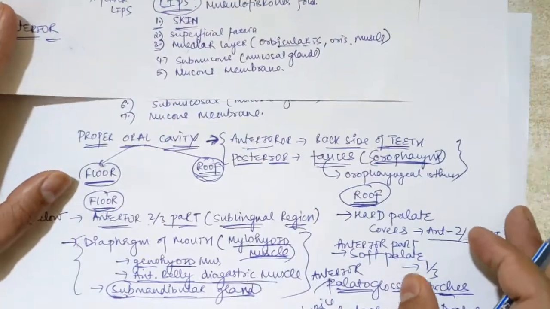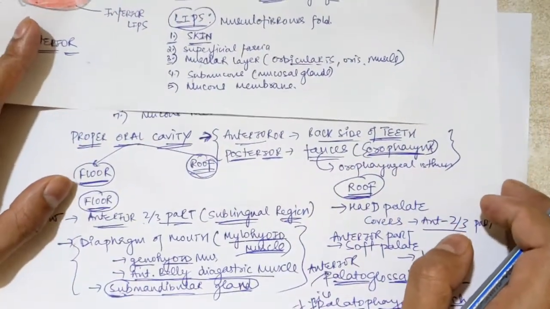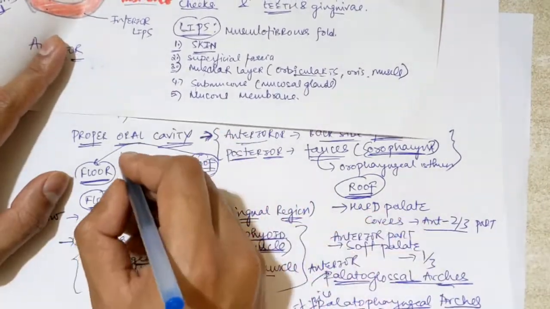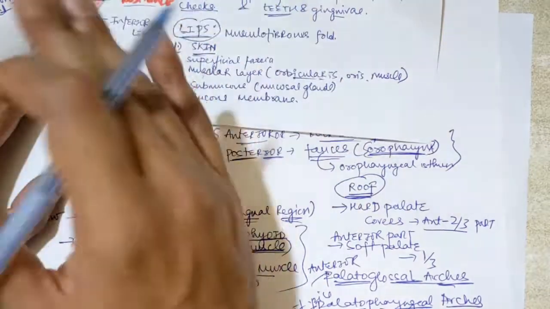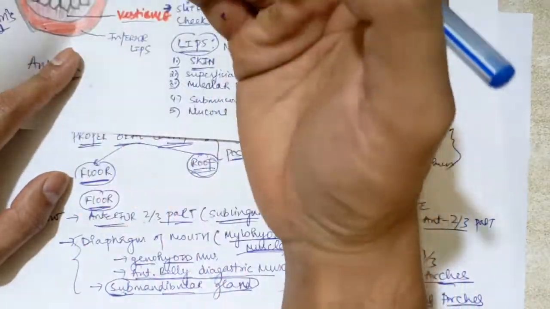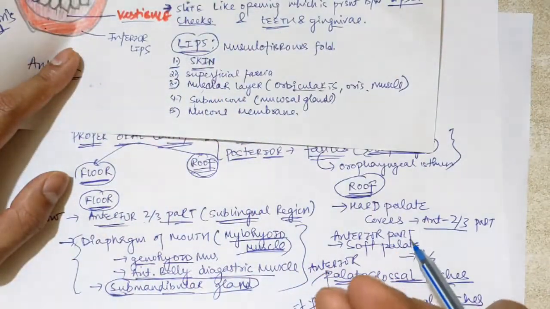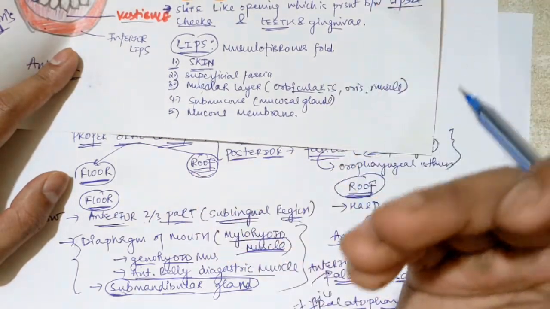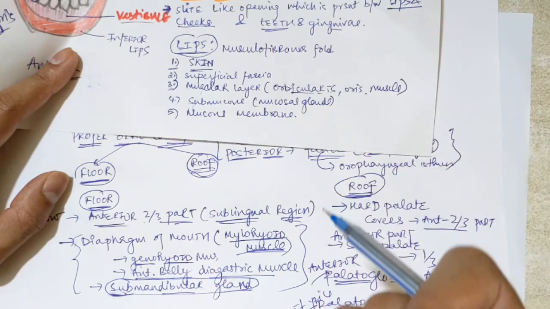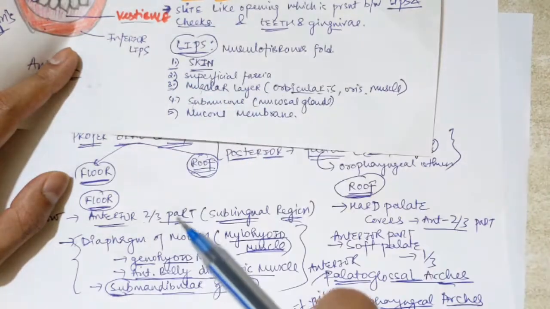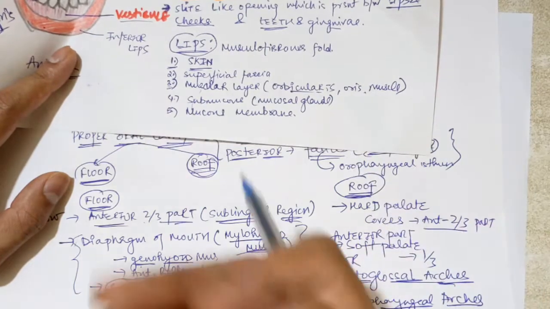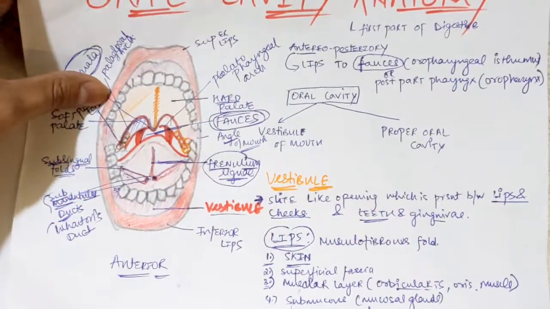Now laterally in the proper oral cavity, the palatopharyngeal arches are present. Superiorly we have our hard palate and soft palate, and the floor we have discussed. On the posterior side we have the oropharynx, or you can say the fauces. Anteriorly we have the teeth, the back side of the teeth, in the proper oral cavity. So this was our oral cavity. I think it is clear.